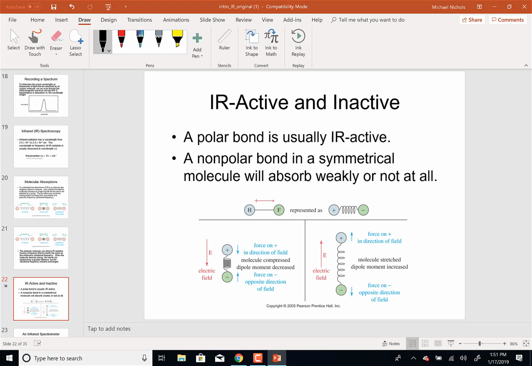Methane. And the interesting thing about methane is it's non-polar, right? The way we classify it is the same with CO2, but the key thing is we're going to talk about stretches, and those stretches actually have a dipole when they stretch. So a polar bond is usually IR active, and a nonpolar, symmetrical molecule will absorb weakly or not at all, though it might absorb a little bit more strongly. So CO2, what else?